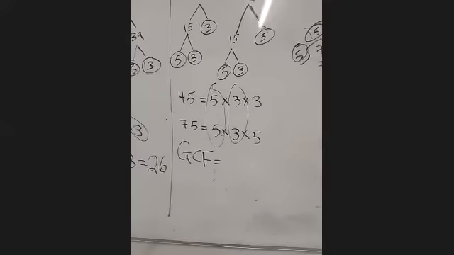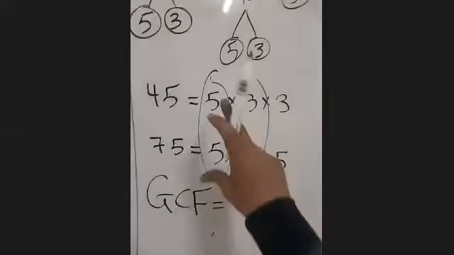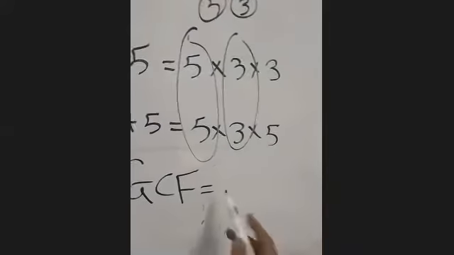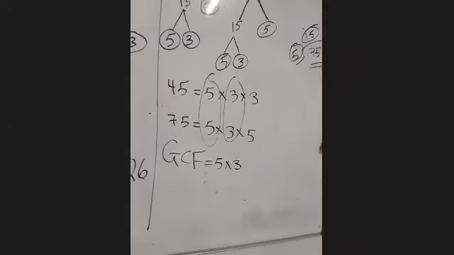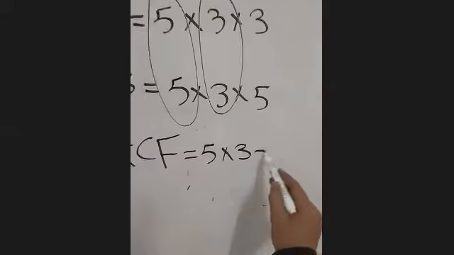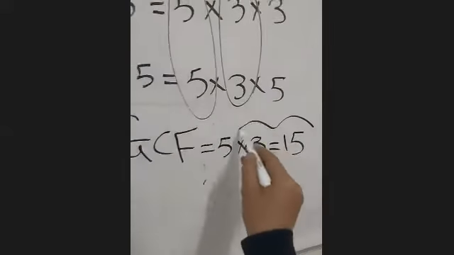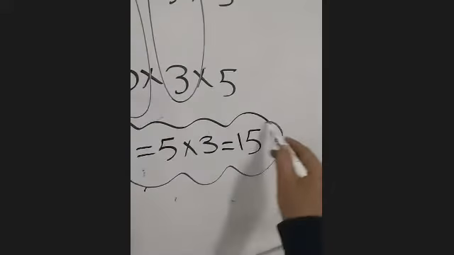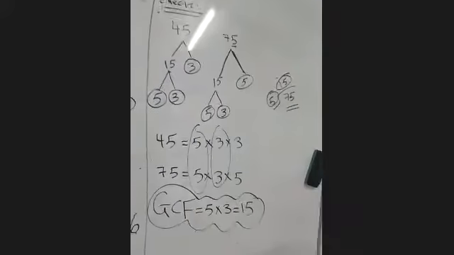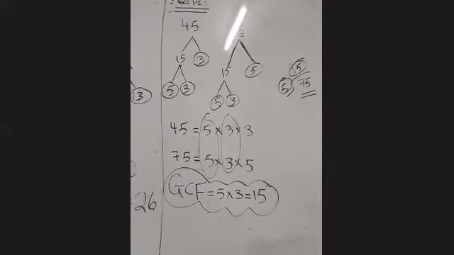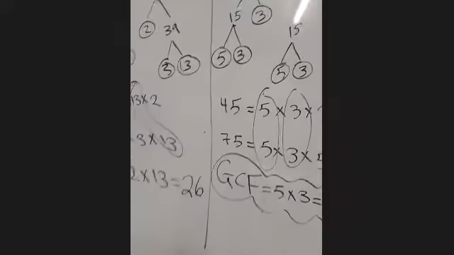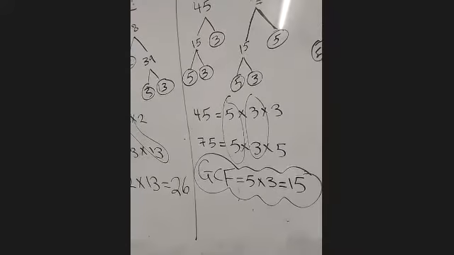This is not list of factors, mister. From each group, we take one number and put it down. Got it? What's the answer? 5 multiply 3 equals 15. This is the greatest common factor of 45 and 75. So you have two ways, guys. Copy the check, please.